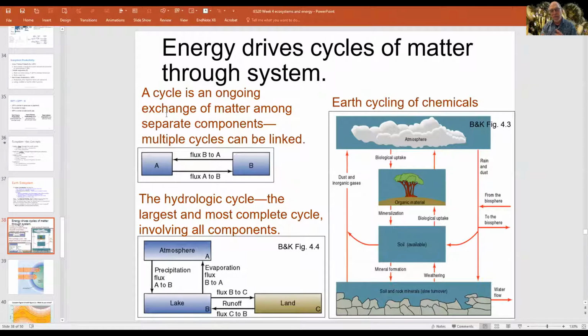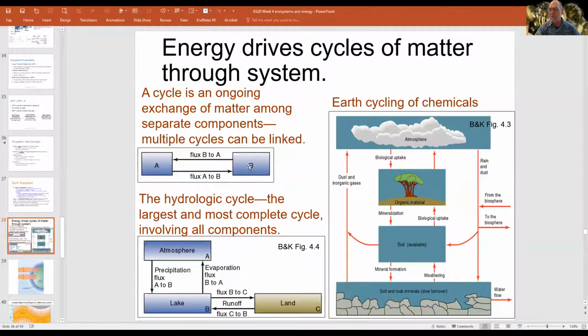These are somewhat fuzzy definitions, so we can think about the hydrologic cycle. First of all, we'll define a cycle as an exchange of matter among separate components. Matter or energy moves from one component to another in terms of flux. Flux is defined as a transfer of matter and energy over time. And so two systems that are linked in a cycle, A and B, there's a flux.